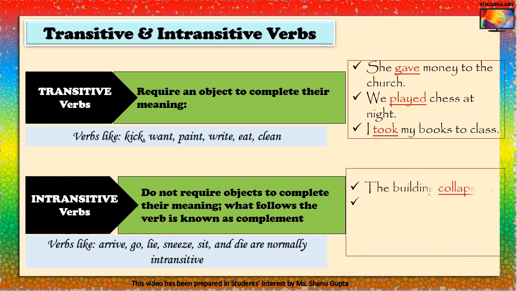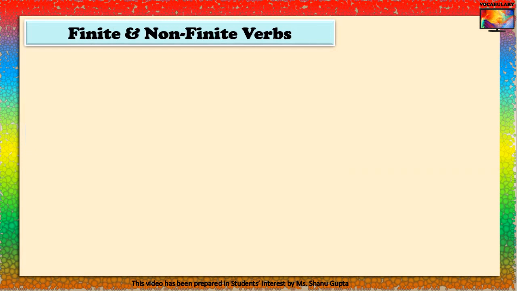For instance, in the sentence, "The building collapsed," we can't ask the question, "The building collapsed what?" It would be an improper question. Similarly, birds fly in the sky. You can't ask birds fly what? Birds fly is a complete sentence on its own, and the phrase in the sky is just a prepositional phrase, not an object. The last classification of verbs is finite and non-finite verbs.